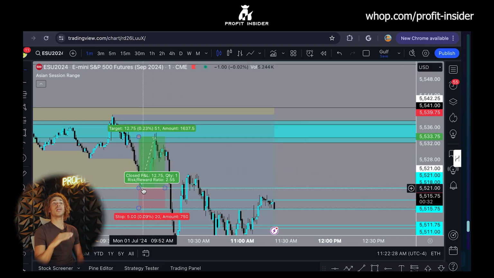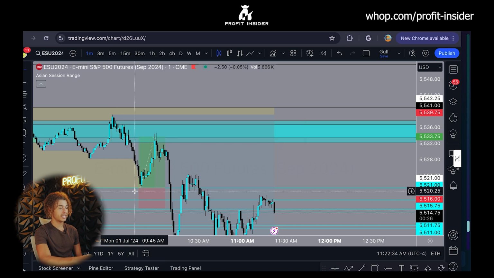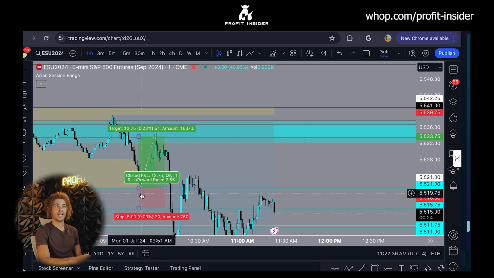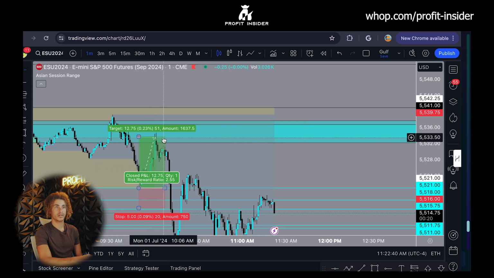Mathematically, there's literally nothing I could have said that would have been more accurate than what I did. This is literally to the cent right here. So you can see that I said on the live stream, I'm looking at a bounce right here. I'm looking to get into some longs right here off this level, and I'm targeting this open.